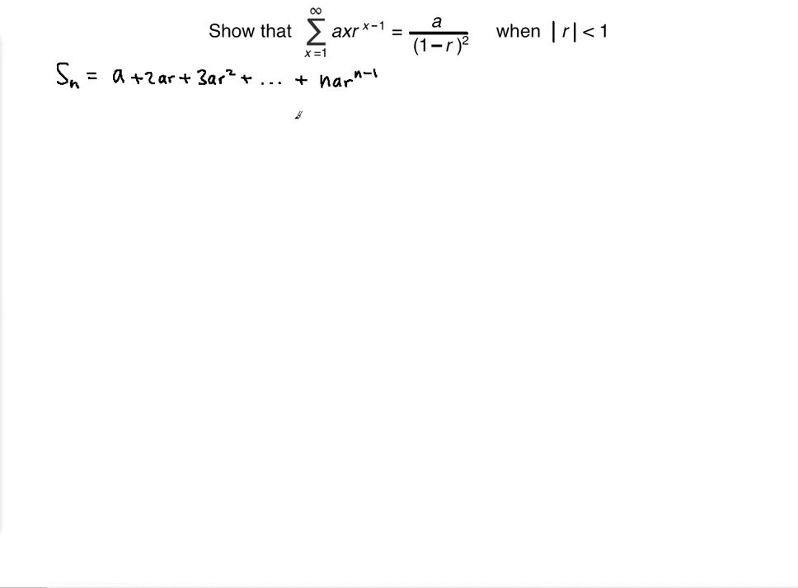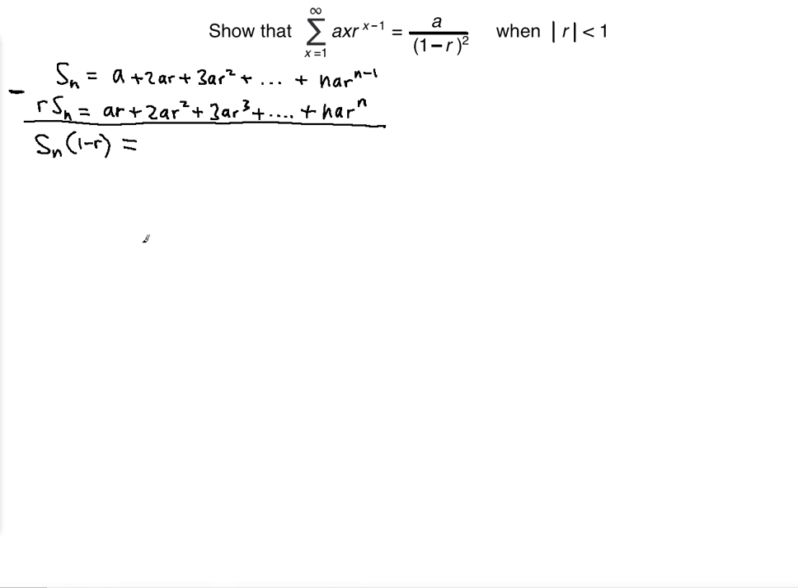Okay, so now multiplying both sides of this equation by r gives us ar plus 2ar squared plus 3ar to the third, right? Eliminates the -1, in other words. So now subtracting the second equation from the first, we get this. And I'm just factoring 1 minus r times the sum symbol, right? Gives us that.